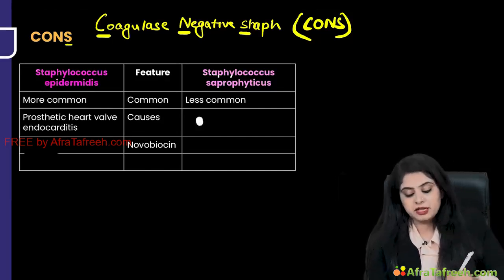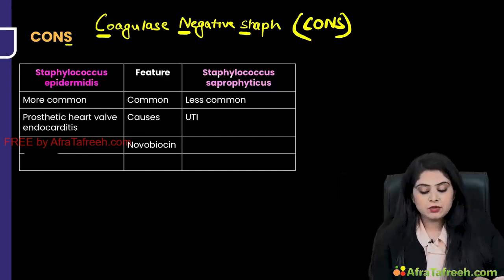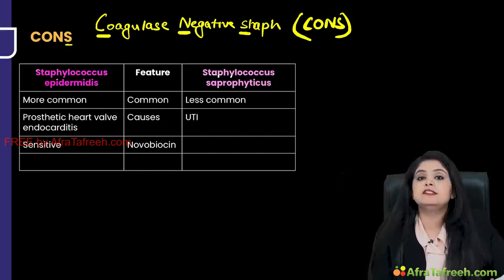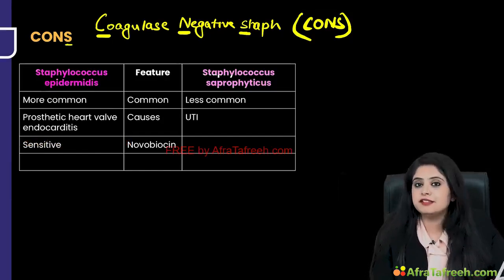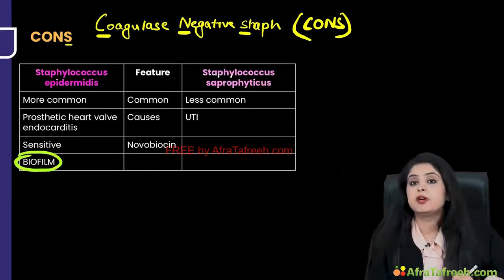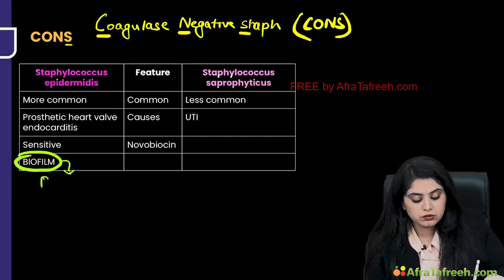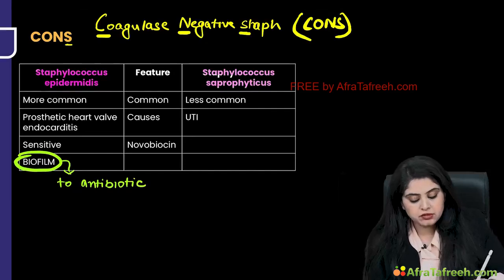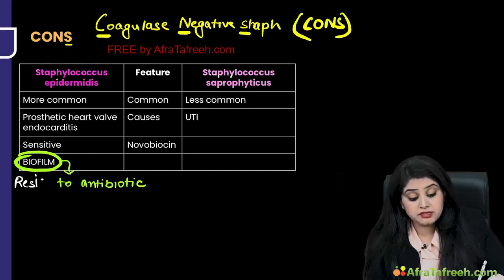Whereas what does saprophyticus do? It causes UTI. Out of these, which of this is novobiocin sensitive? It is the epidermidis that is sensitive. However, it is very famous for one thing. It causes biofilm production. So biofilm production is also going to make it resistant to antibiotics. Resistance to the antibiotics is what is going to be seen over here.